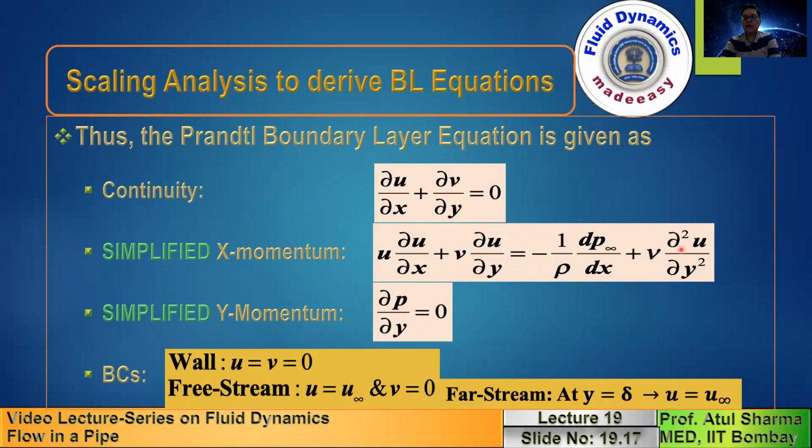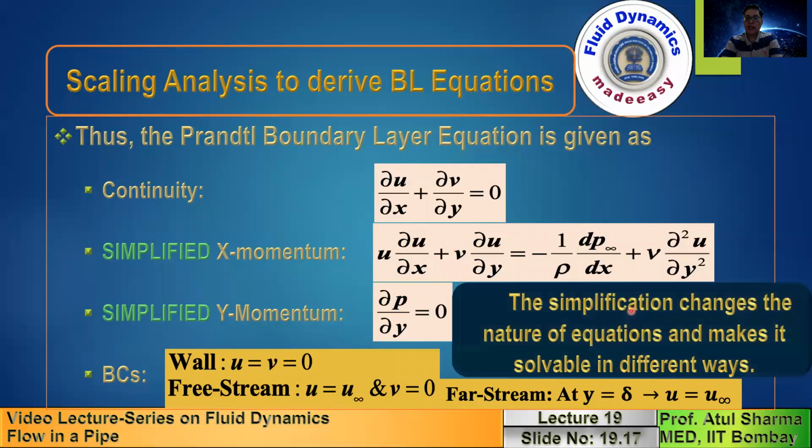the highest derivative in the y direction is 2, but the highest derivative in the x direction is 1. So as compared to the original x momentum equation, which had another term, del square u by del x square, this simplified x momentum equation has only the first derivative in the x direction. So this changes the nature of the equation. As I mentioned, the simplification changes the nature of the equation and makes it amenable to be solved in different ways.